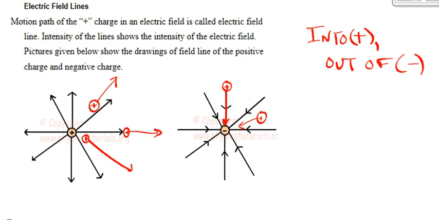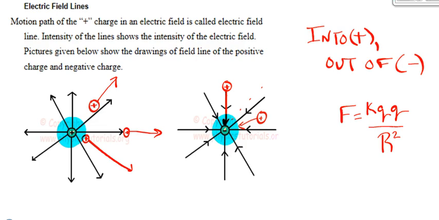Also, if you look at your field lines, where they are the most dense, aka where there are the most amount of lines, like in these areas, that is where the field is the strongest. And that makes sense because you know that F equals KQ over R squared. Well, if I bring a Q closer and closer, that makes my R go down, and this is an R squared value.